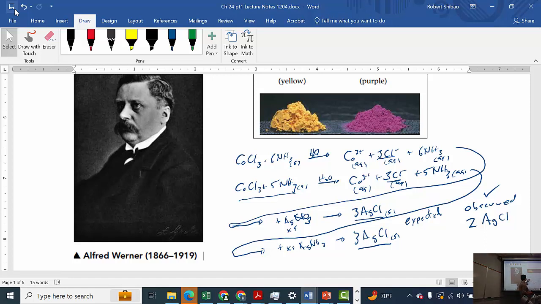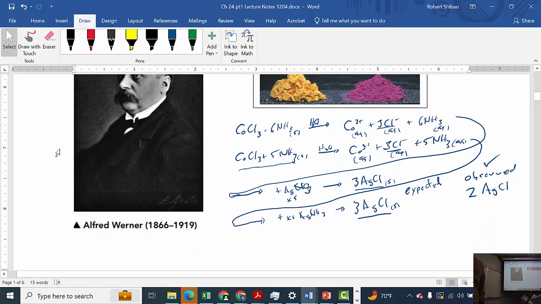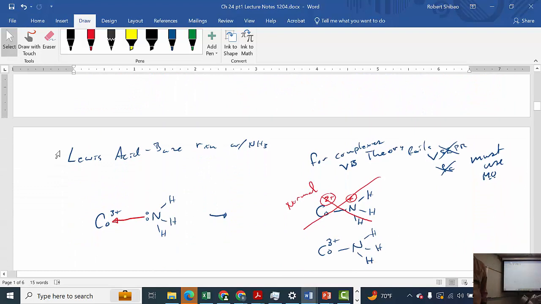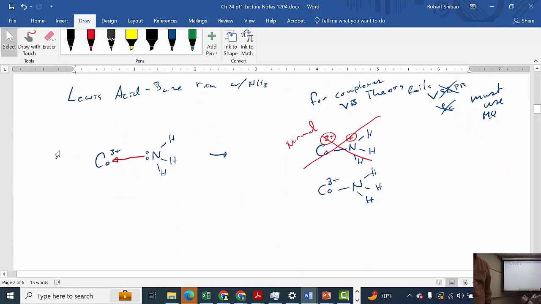That's what we expect because both of these dissociate, with the ions and the ammonia breaking free. But that's not what was observed here. When we have the pentaammine, sometimes we call it an amine, we only form 2 moles of silver chloride. So why is that? The reason is that the ammonias aren't just stuck in the crystal lattice.